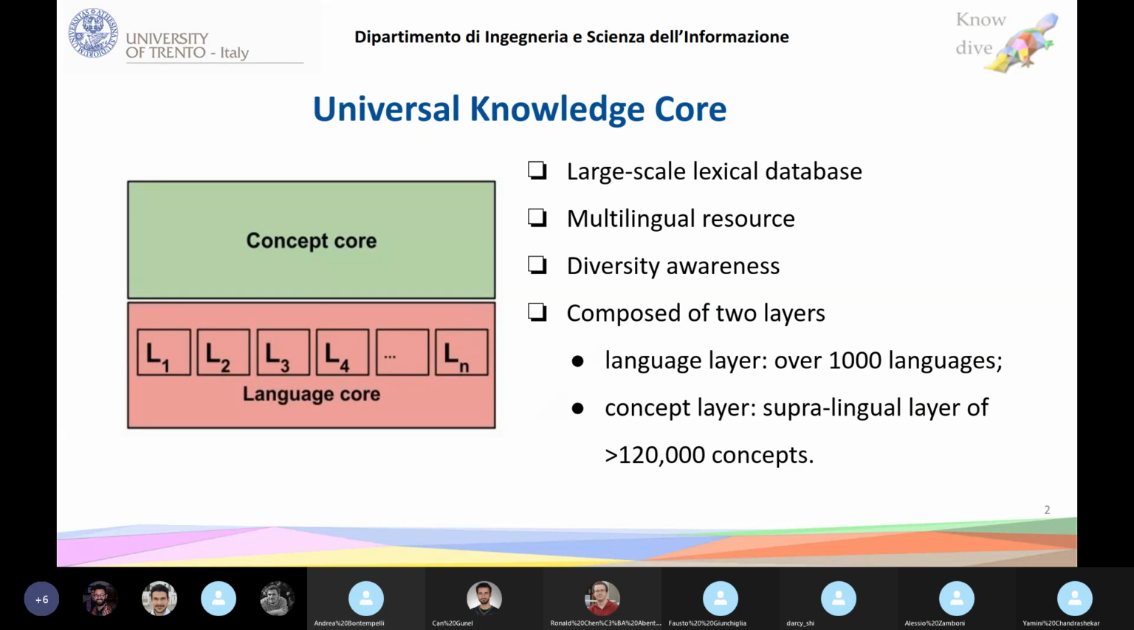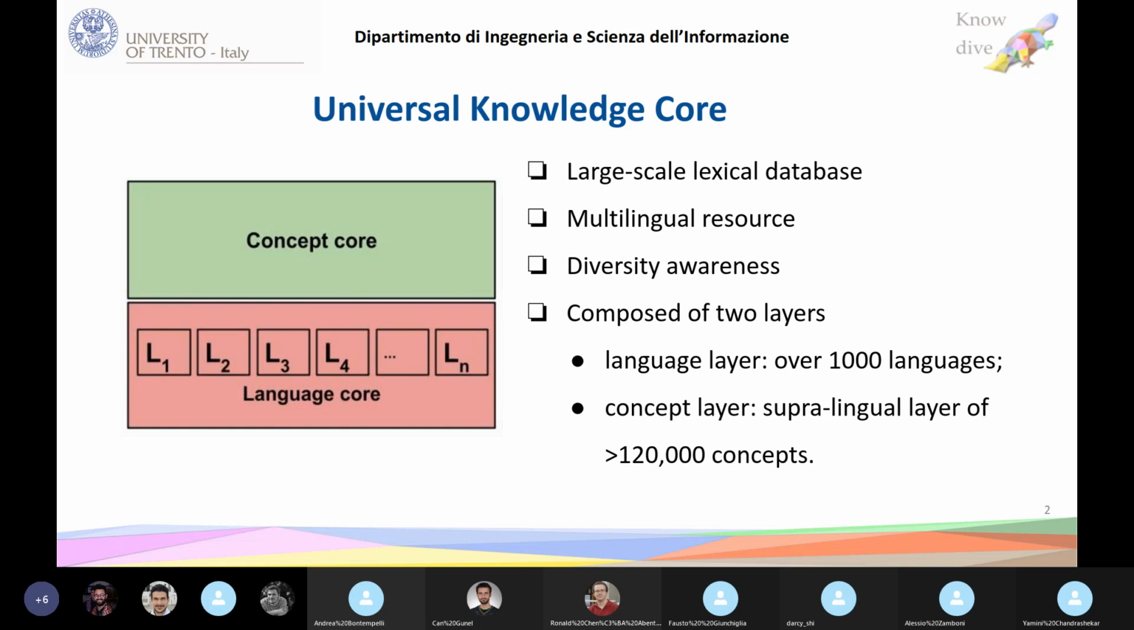Universal Knowledge Core, which we commonly address in the group as UKC, is a large-scale multilingual lexical and diversity-aware resource, which is composed of two distinct layers, one being the language-independent component and the other being the language-dependent component. Now, I know I am using many descriptive terms, so as we proceed in the seminar, we will look at each of these terms by example.